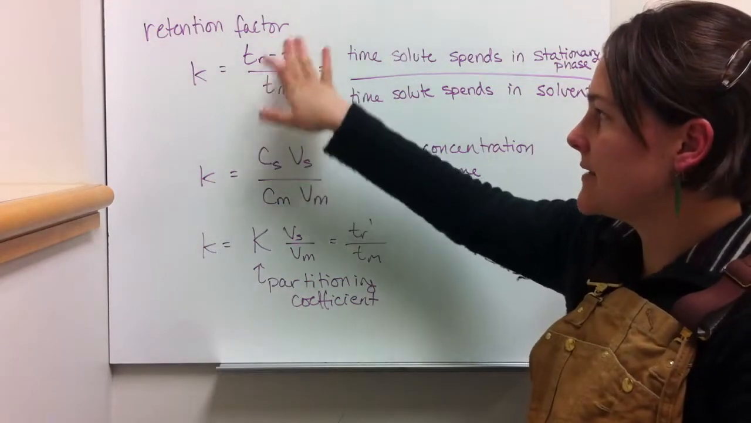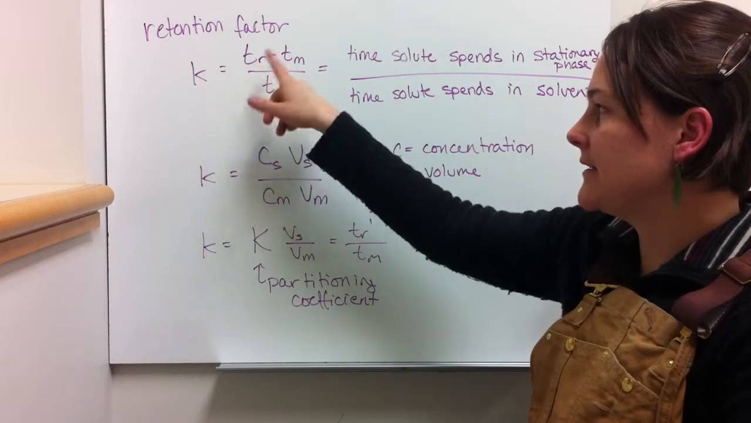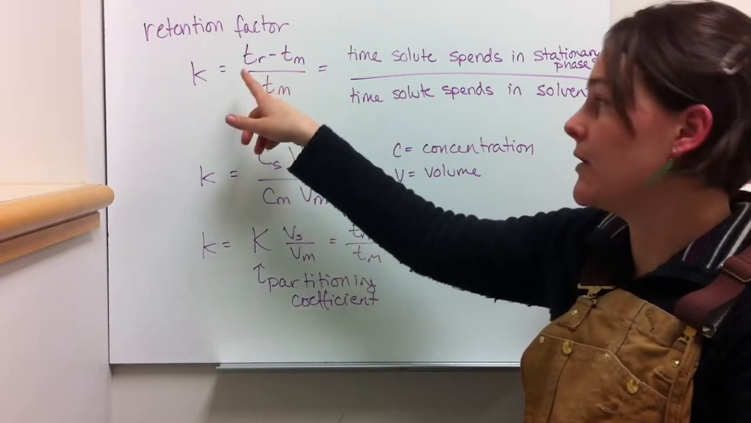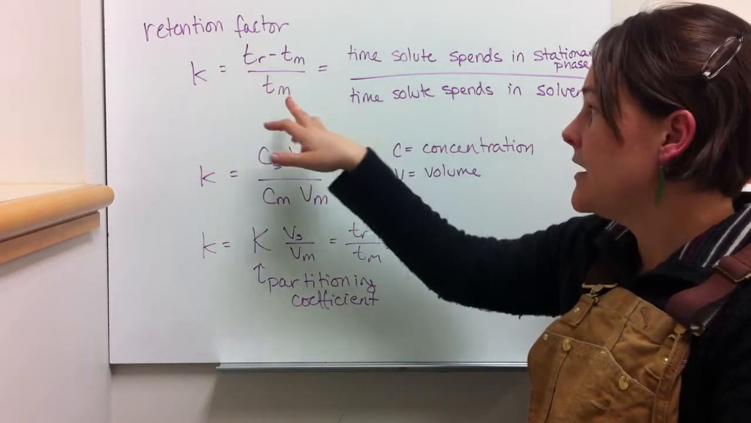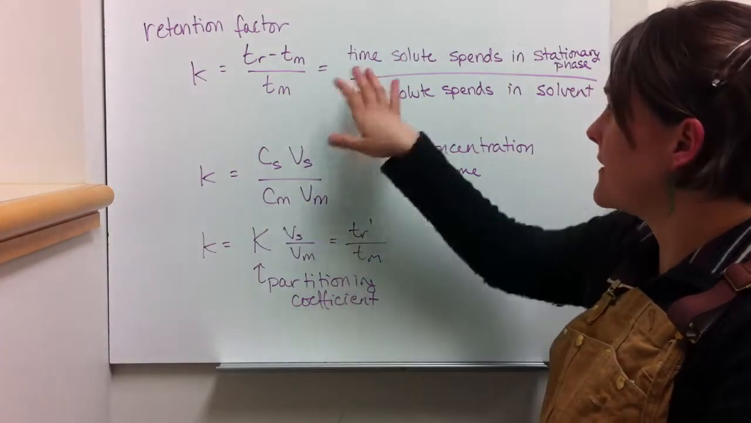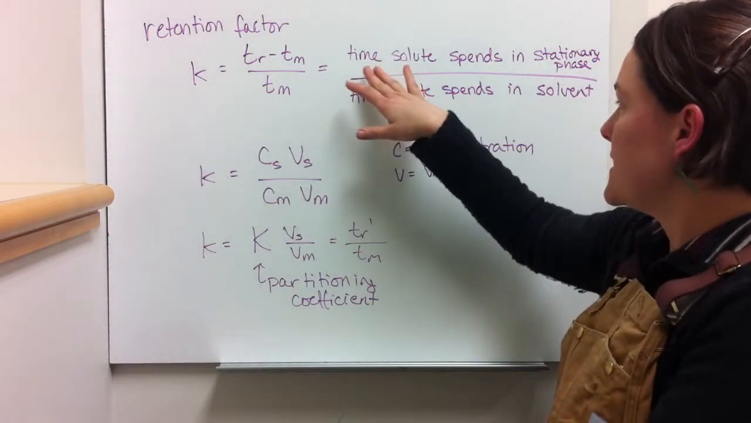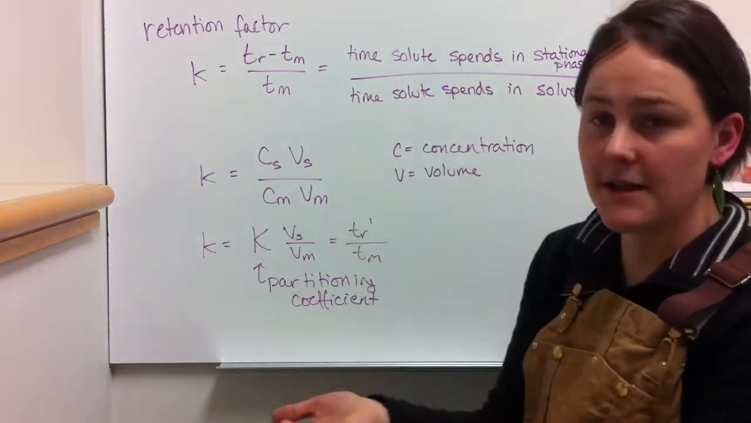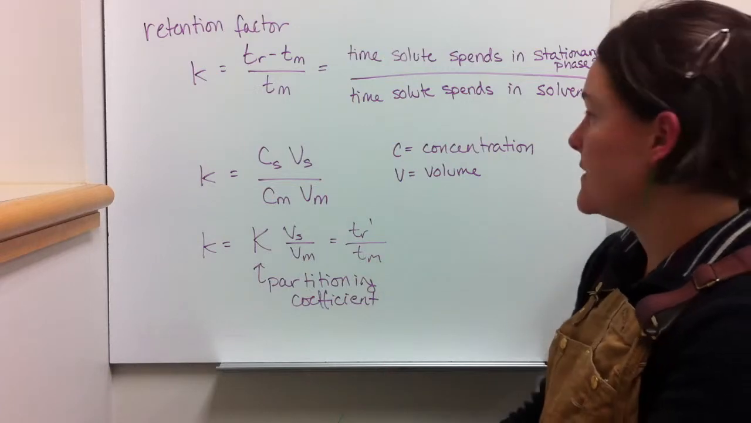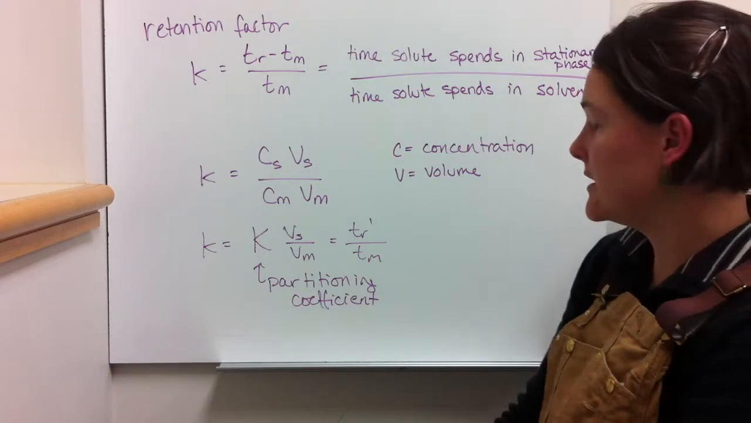We can also have something called the retention factor k, where you have basically T sub r prime, or T sub R minus T sub M, divided by T sub M, so this is how it moves through the solvent. So this is basically the time that the solute spends in the stationary phase relative to the amount of time it spends in the solvent phase, or spends traveling with the solvent.